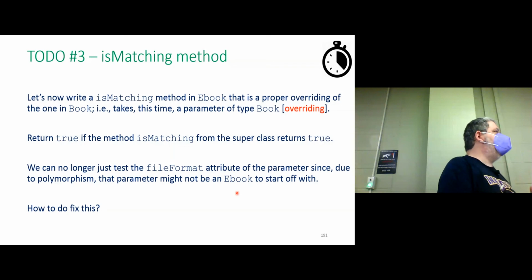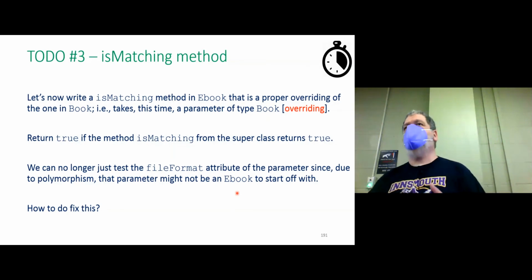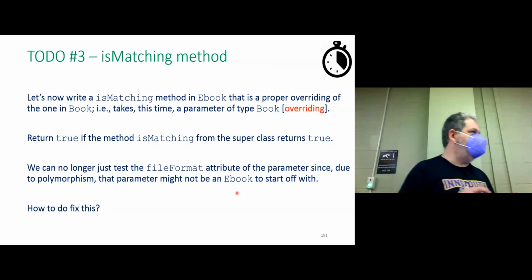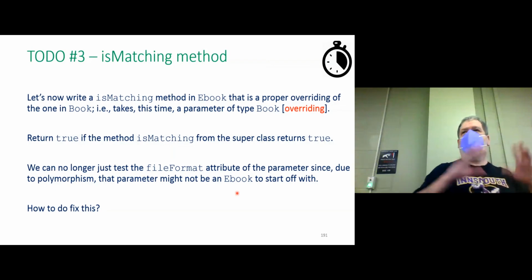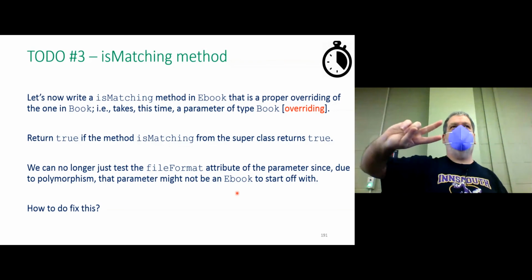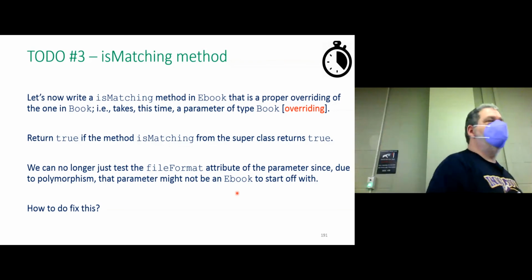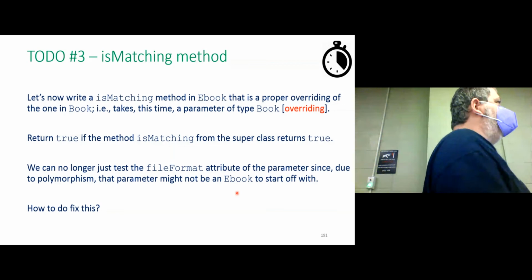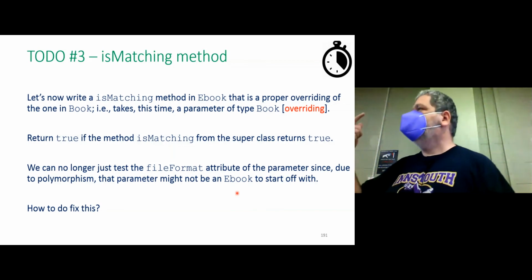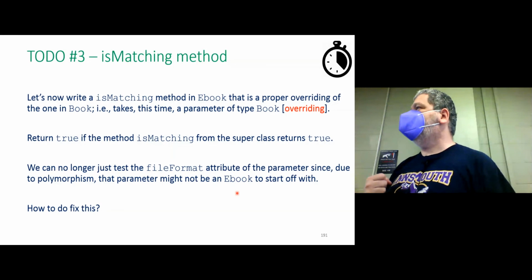Well, guess what we are doing right now? We are not going to overload anymore. We are going to override. So we are still going to add another isMatching method in the class Ebook, the subclass again. So we are going to end up with one isMatching method in Book, two isMatching methods in Ebook. And that second isMatching method in the subclass Ebook is going to override the one from the superclass.